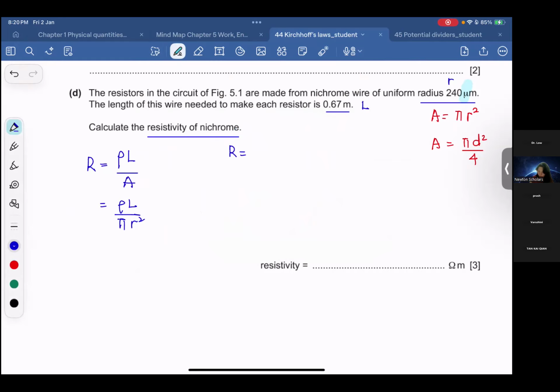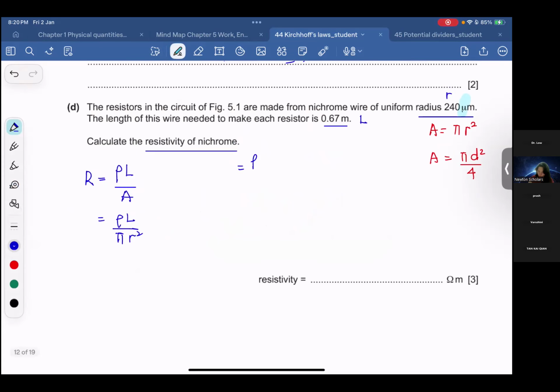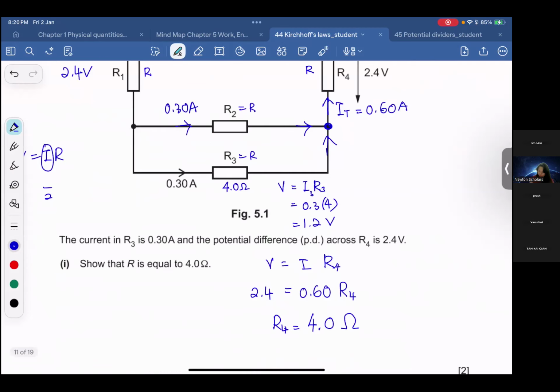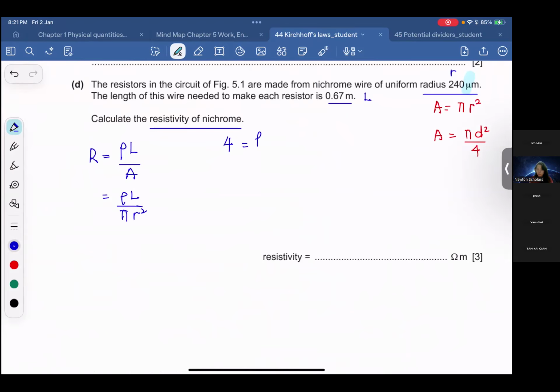So R equals resistivity, which we don't know. What is the resistance? It is 4, from figure 5.1. Just now we already counted and we know that R is 4.0. Something is missing, it must have been provided in the previous question, so you go and see. Wesley, later you check which part you made a mistake, or maybe you pressed the calculator wrongly. So the resistance for the resistor is 4.0 ohm.